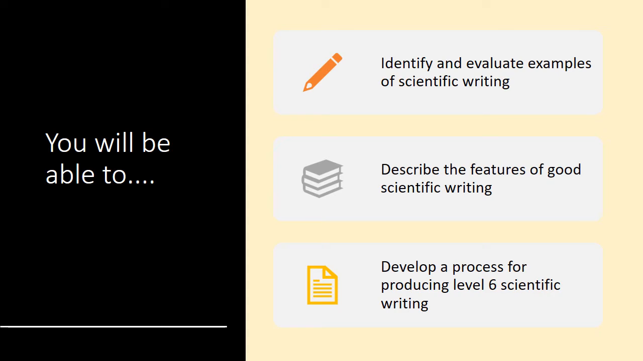And then you will also leave this session with a process which is going to help you produce level 6 scientific writing so that you can start to move through an effective process to be able to write good quality, critical scientific writing.